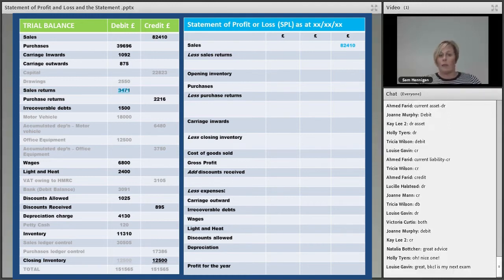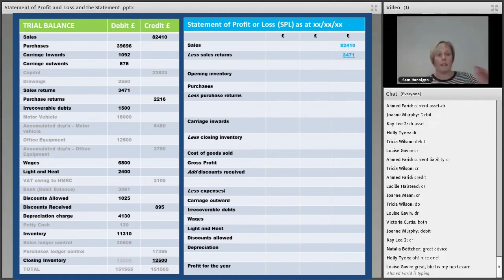The next thing we've got to think about is a sales return, so the credit notes that we've sent to our customers. So your credit note is then going to be entered in under your sales heading. Now, in your exam, you may only have room to type in sales. If you do, don't worry. Just take the credit notes off the sales and put in the net amount.